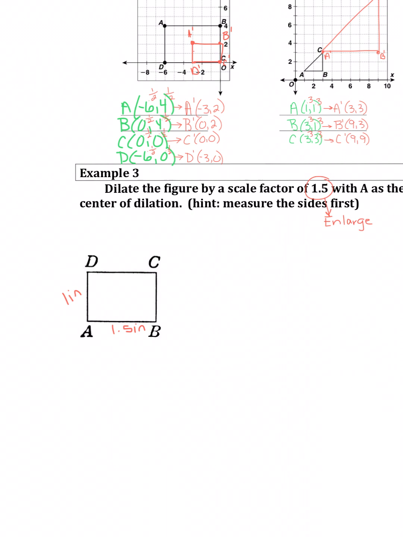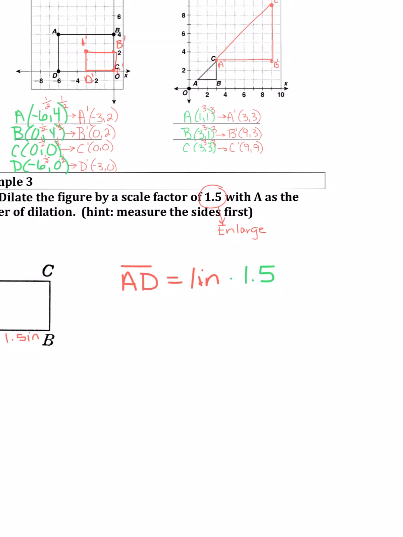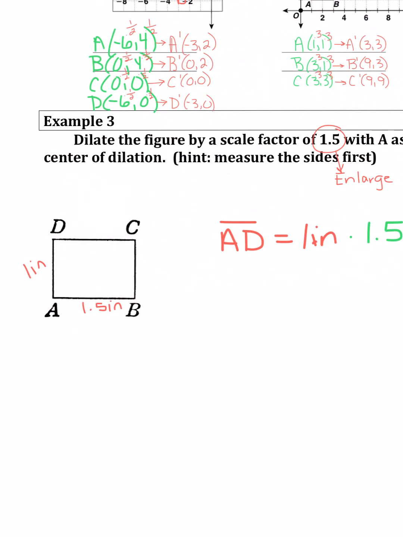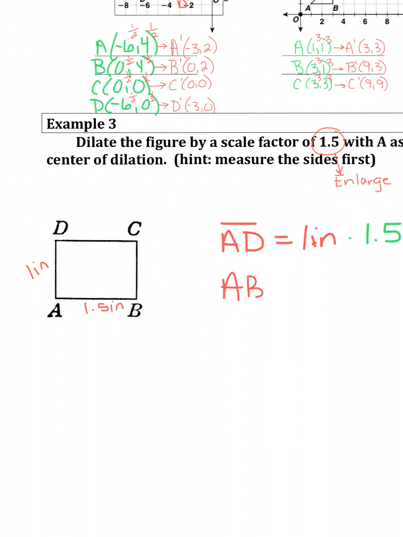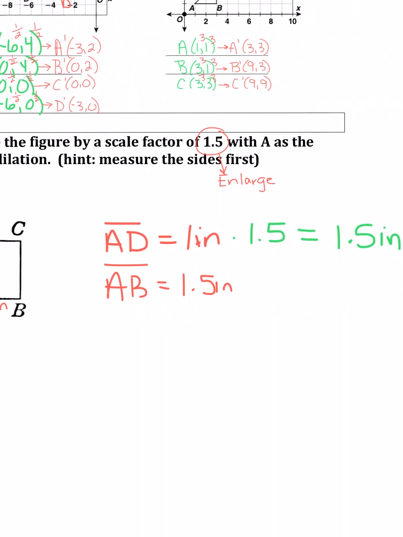So essentially what we're going to do is take the segment AD, which equals 1 inch, and multiply by our scale factor of 1.5. So now we know that our new height of the rectangle will actually be 1.5 inches. Now we'll do the same thing for our base, which was segment AB. So if AB was originally 1.5 inches, and now we multiply by our scale factor of 1.5, we will now get 2.25 inches.